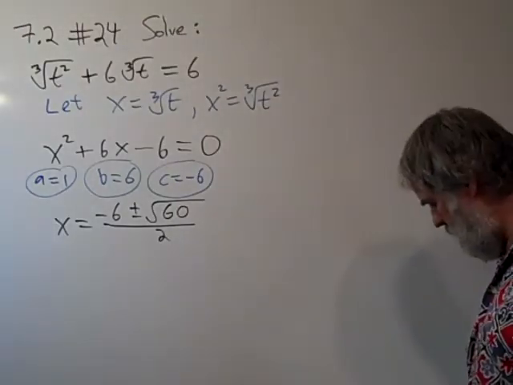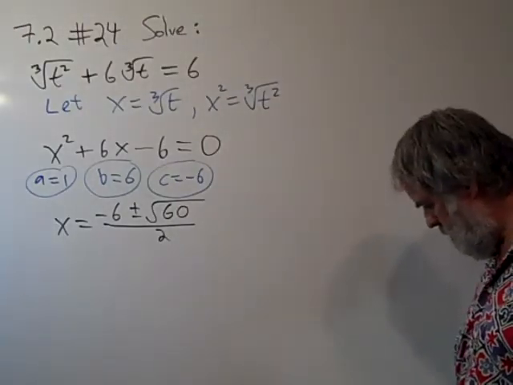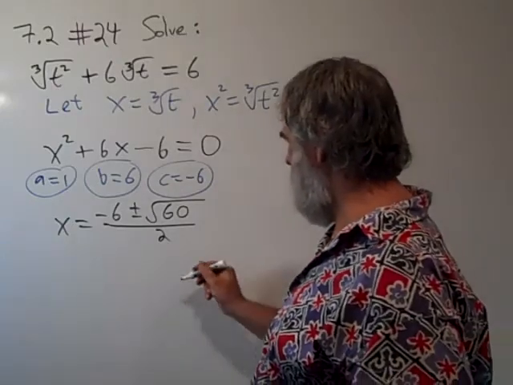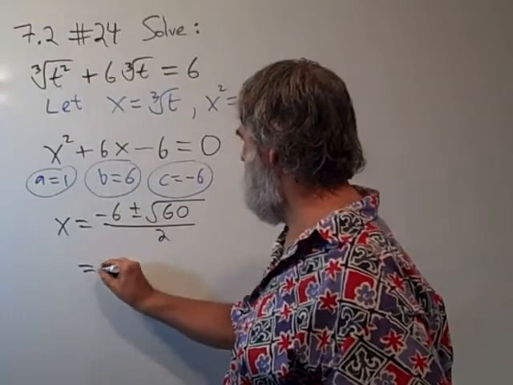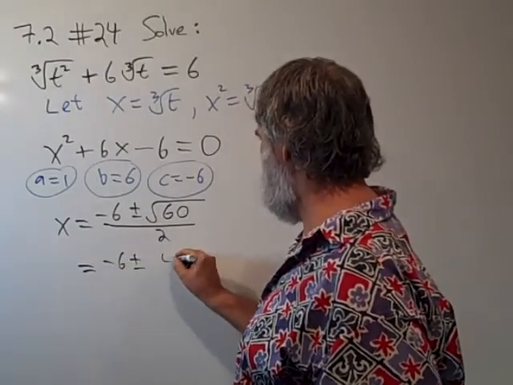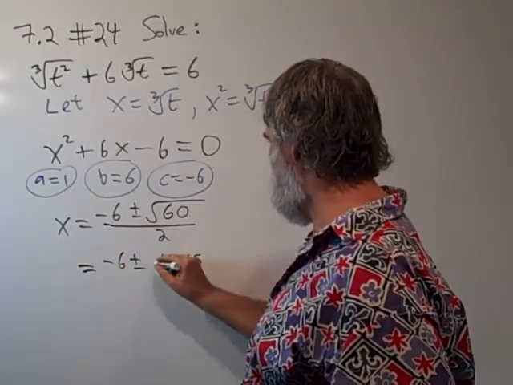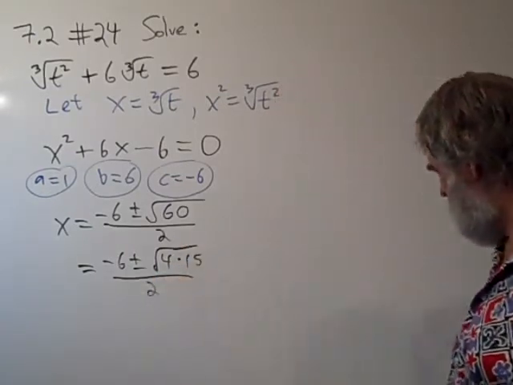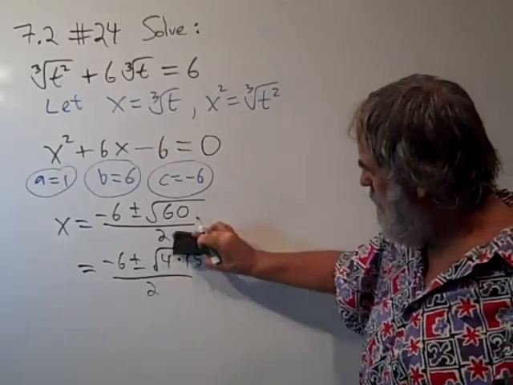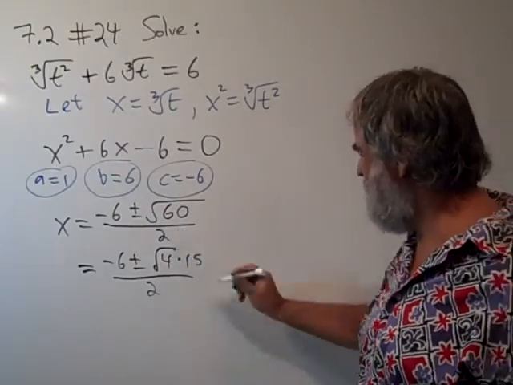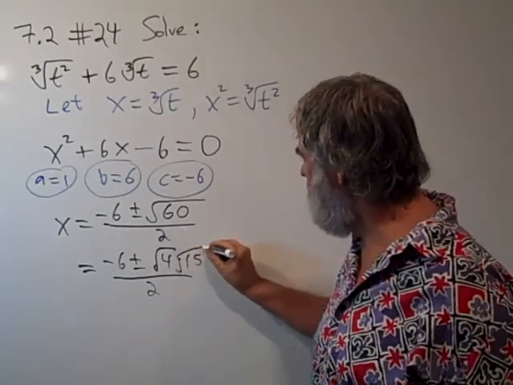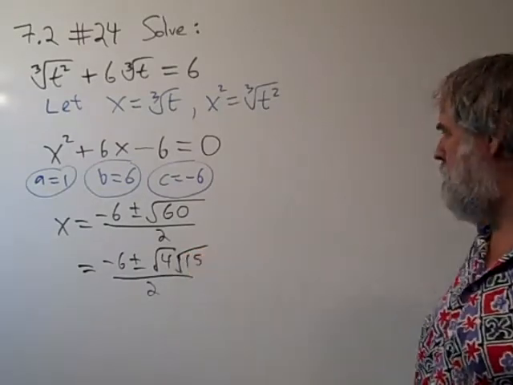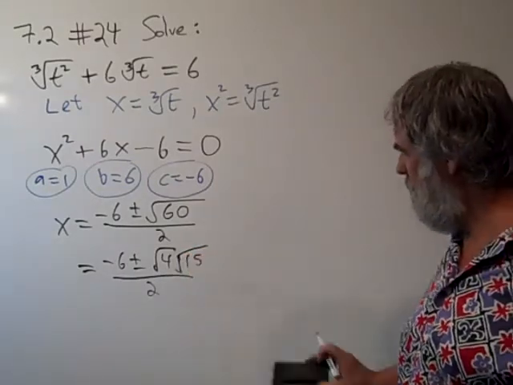Now 60 divided by 4 is 15. So we could write this as negative 6 plus or minus the square root of 4 times 15. And radical 4 times 15 is the same as radical 4 times radical 15, because the product of radicals is the radical of the products, and the square root of 4 is 2.